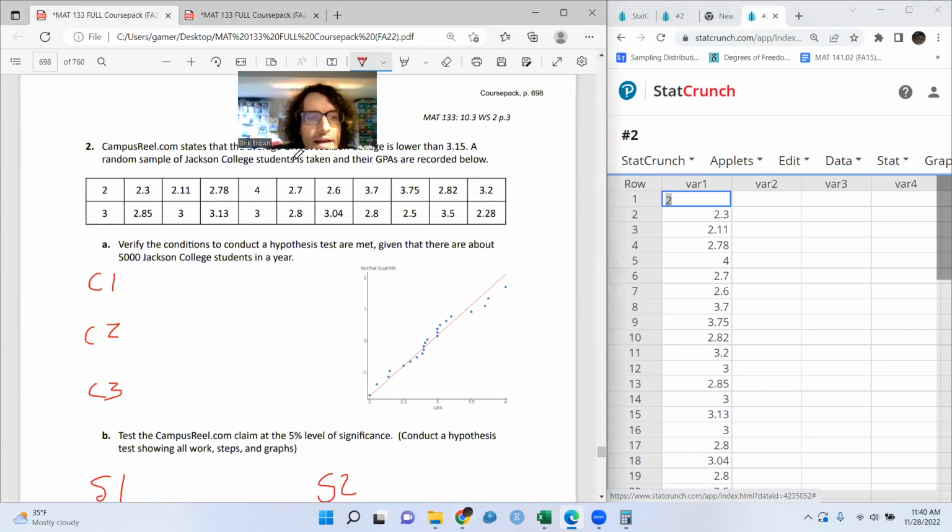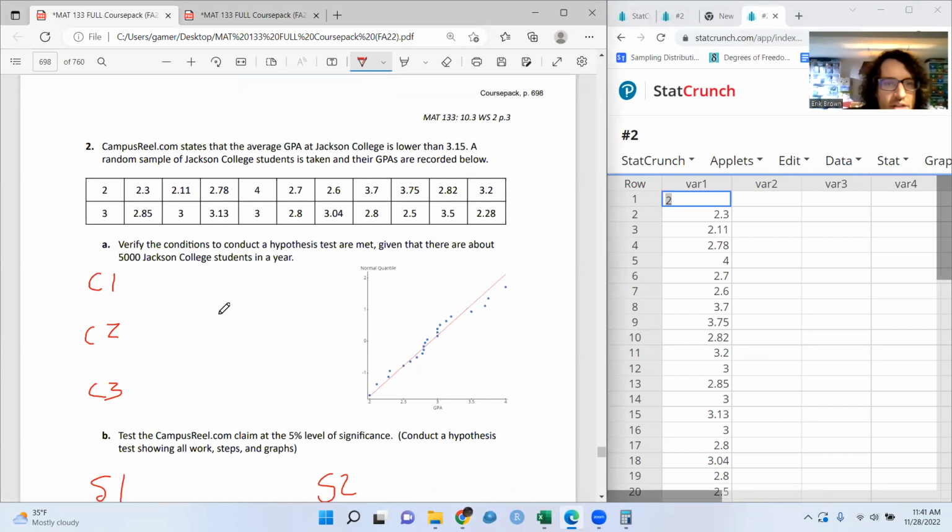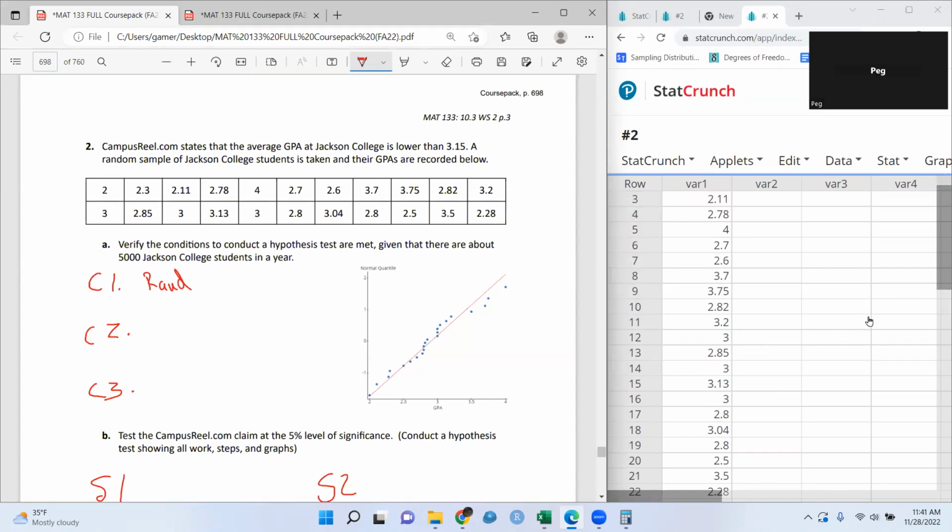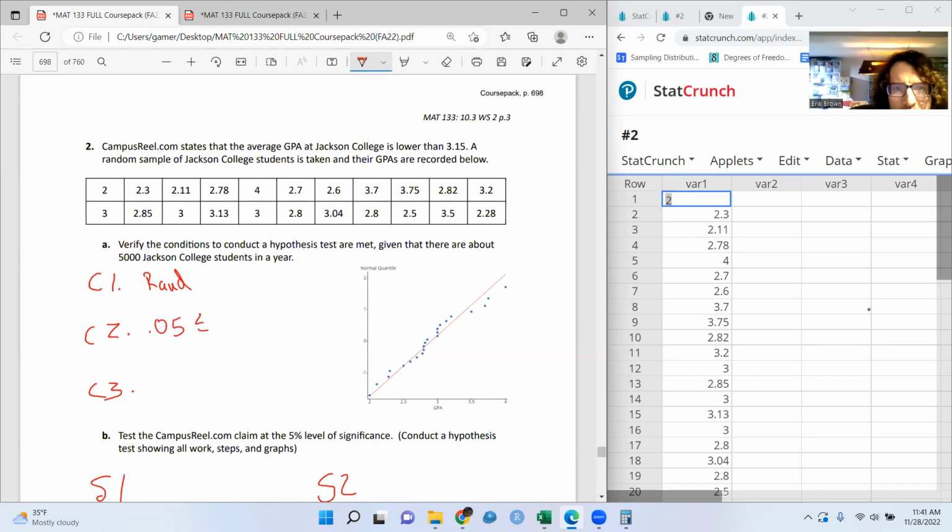Okay, let's look at how you did on C1, C2, C3. Random is given, independent. 22 is less than or equal to 0.05 n. Let me step back here and make sure. I'm with you on the sample size being less than or equal to 0.05 times what? I missed that part.